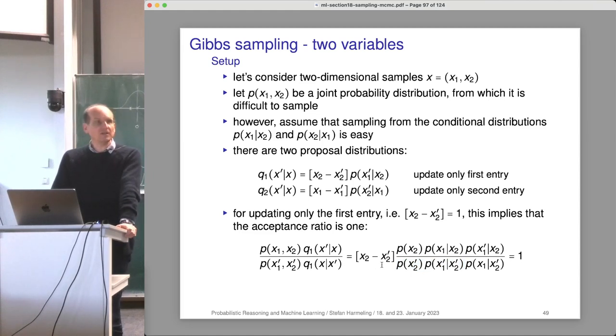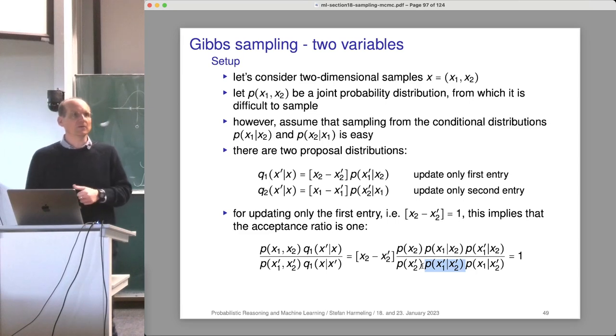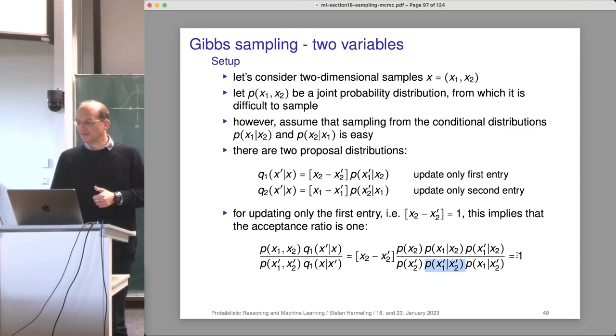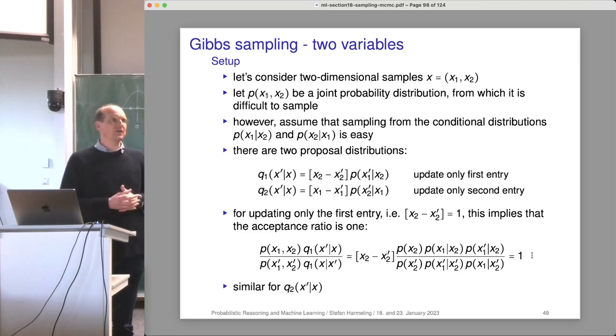So x2 is equal to x2 prime. So the first two values cancel out, okay? So that's gone. And the other ones, they cancel out across. So the x2 is equal to x2 prime, so the top value up here is exactly the bottom value down here, and vice versa for the other remaining two values. Okay, so the difficulty is only to be very careful with notation. And then it turns out that the ratio will always be one. And similarly, you can do it for q2.